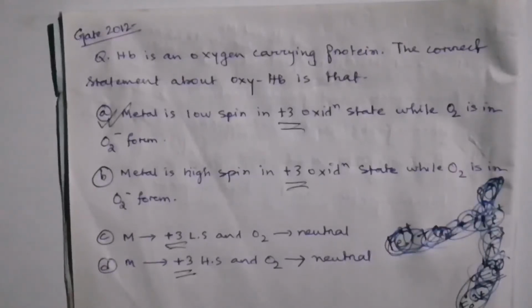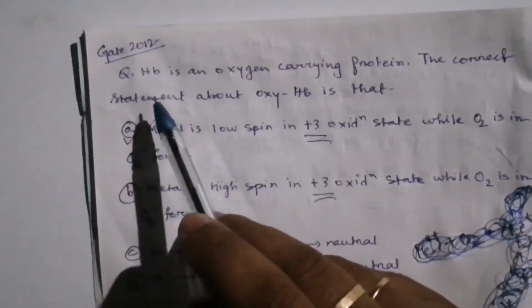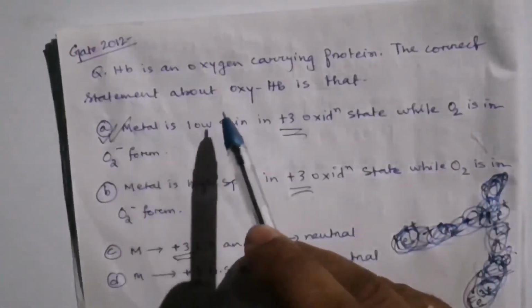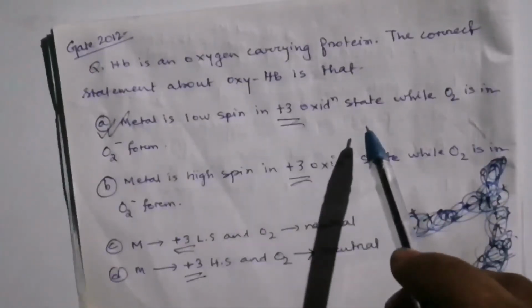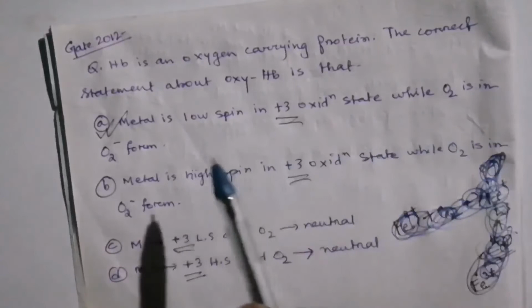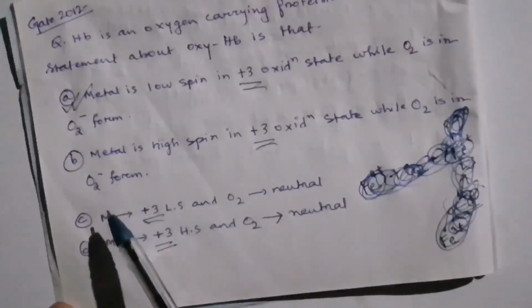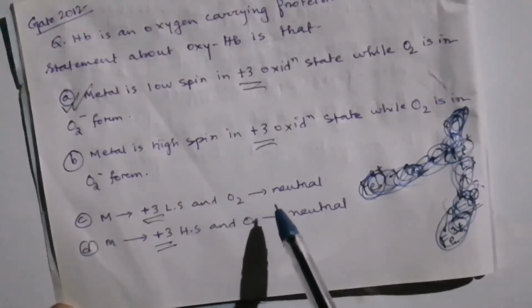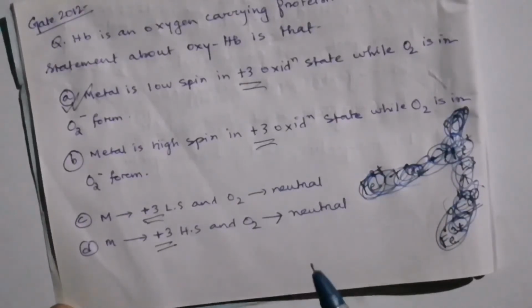So coming to the next question, it is from GATE 2012. The question says that hemoglobin is an oxygen carrying protein. The correct statement about oxyhemoglobin is that A, metal is low spin in +3 oxidation state while oxygen is in superoxide form. Next option is metal is in high spin +3 oxidation state while oxygen is in superoxide form. Next, metal is in +3 low spin oxidation state and oxygen is in neutral form. And the last is metal is in +3 high spin state and oxygen is in the neutral form.